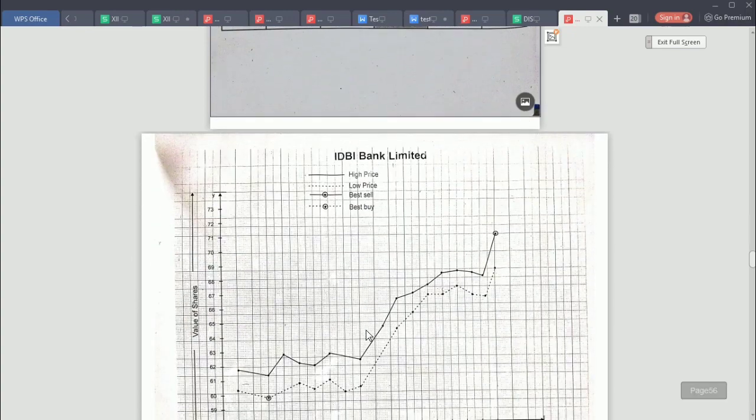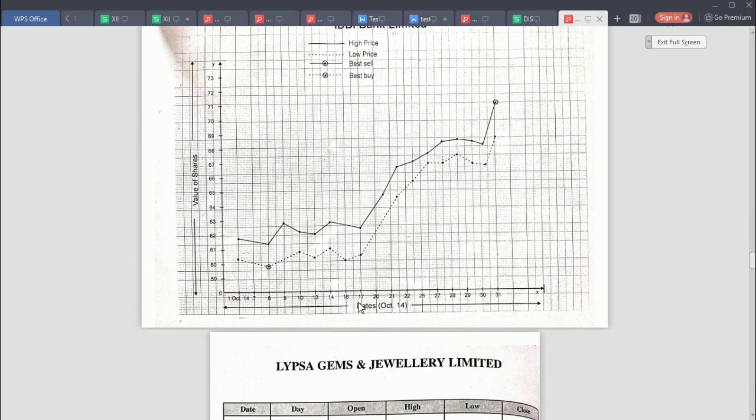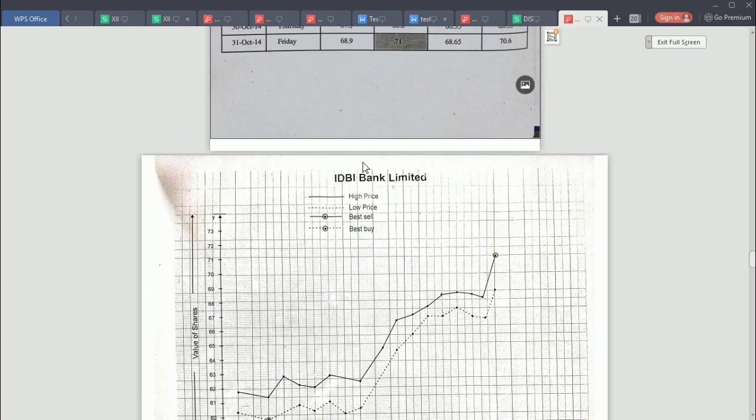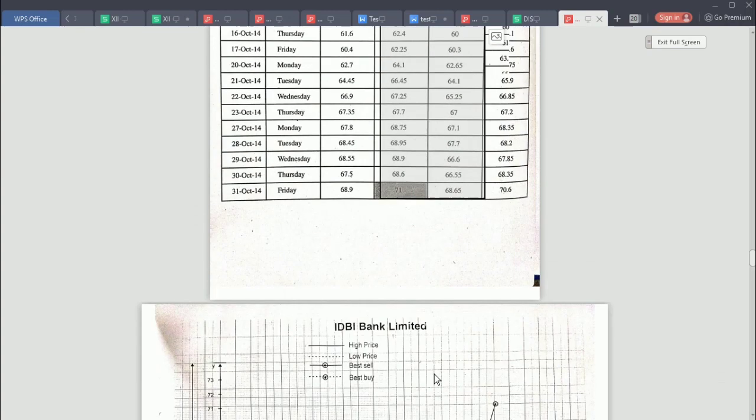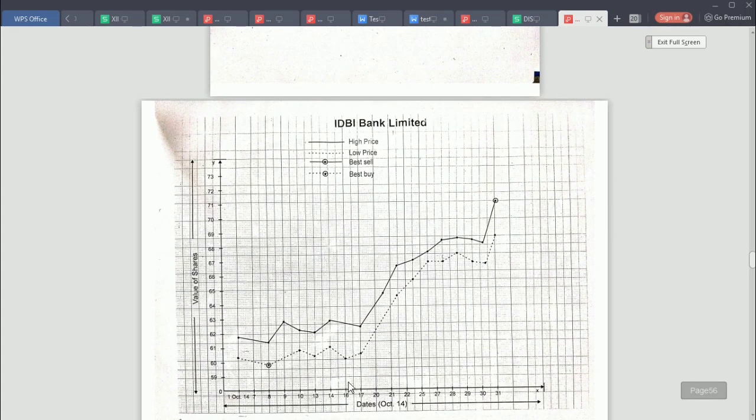So this is the graph of IDBI Bank. Same way the graph has to be made. On the x-axis we have to take the dates, and on the y-axis we have to take the market value of share, and we need to put the dots according to the high and low columns, and we need to match the high and low column dots, and then we need to specify 2 circles for the lowest rate, that is the best buy price, and the highest rate, which is the best sell price.